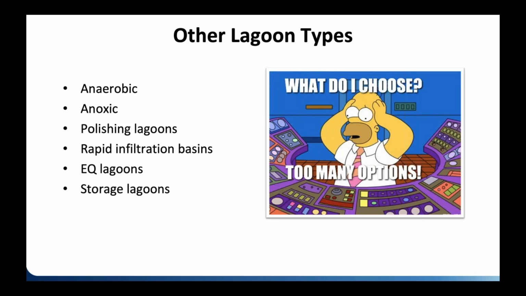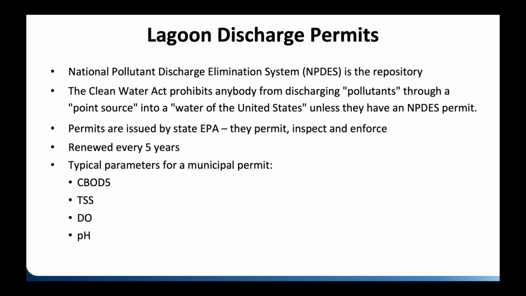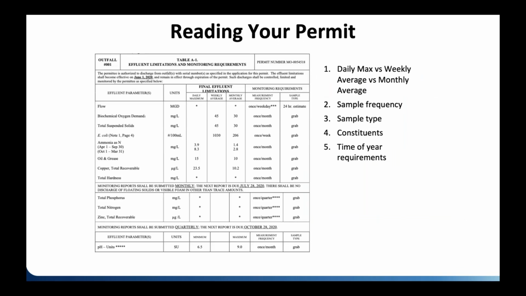There are other types of lagoons that are out there. There's aerobic, anoxic, polishing lagoons, rapid infiltration basin, flow equalization lagoons, storage lagoons. I'm not saying these are the only types, but I'm just giving you some examples of the types of ones that are out there. So let's talk about permits.